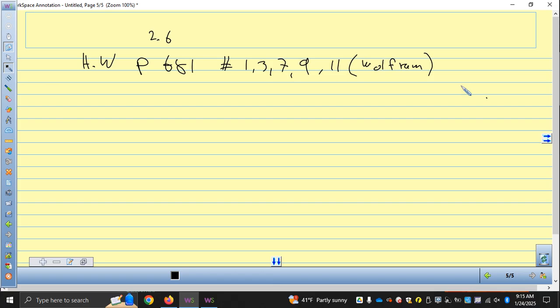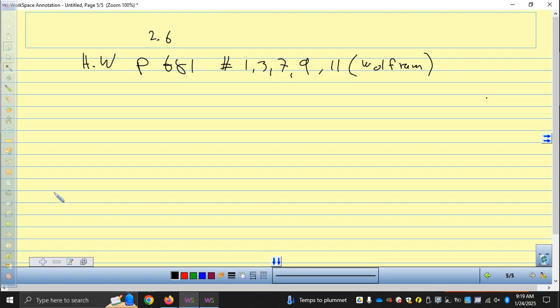And on the test, I will ask you to do one Euler's method problem by hand. But you'll just have to do a couple of iterations, just to show you know how to do it.